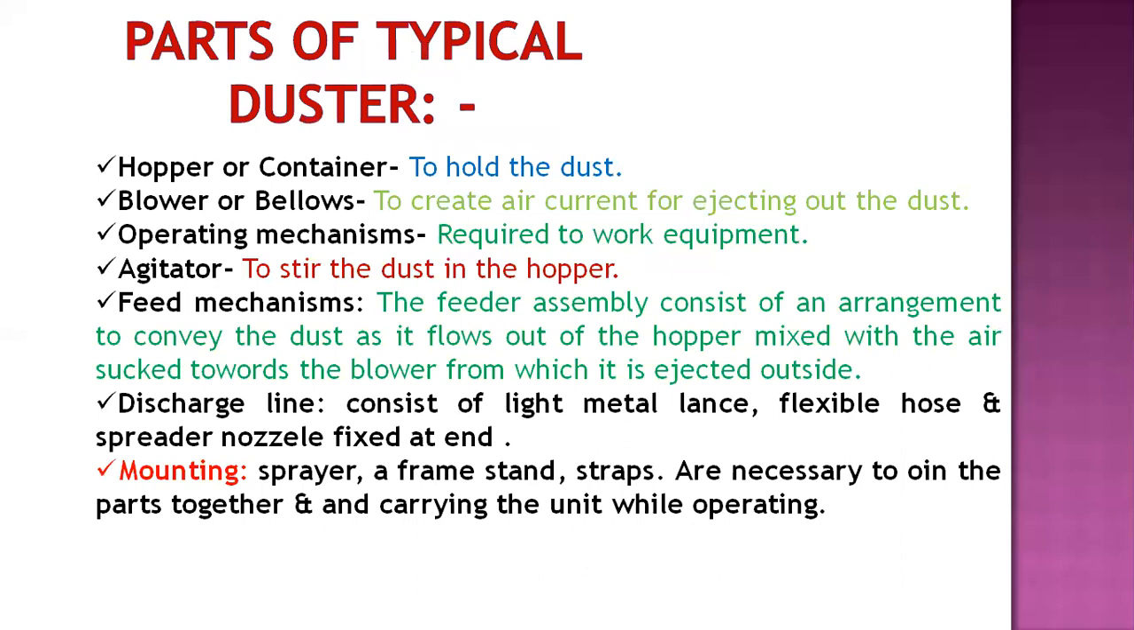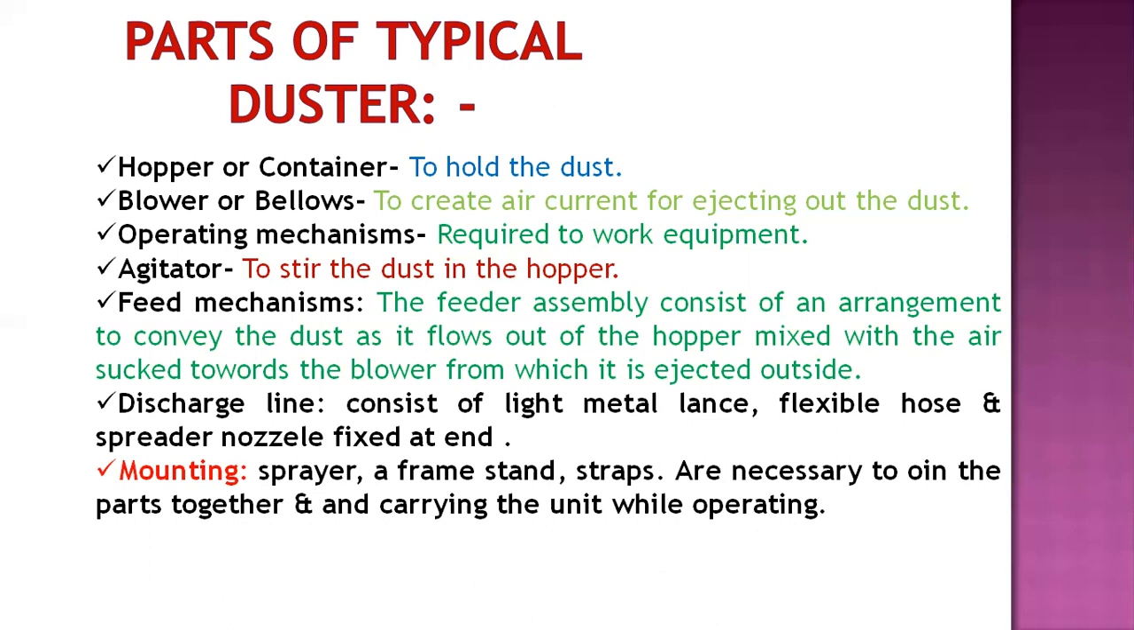Now let's see in detail the parts of a duster. The typical duster parts are the hopper, or container, blower or bellows, operating mechanism, agitator, feed mechanism, discharge line, and the last one is the mounting. These are the major parts of a duster. So let's see in detail the function of all these parts.